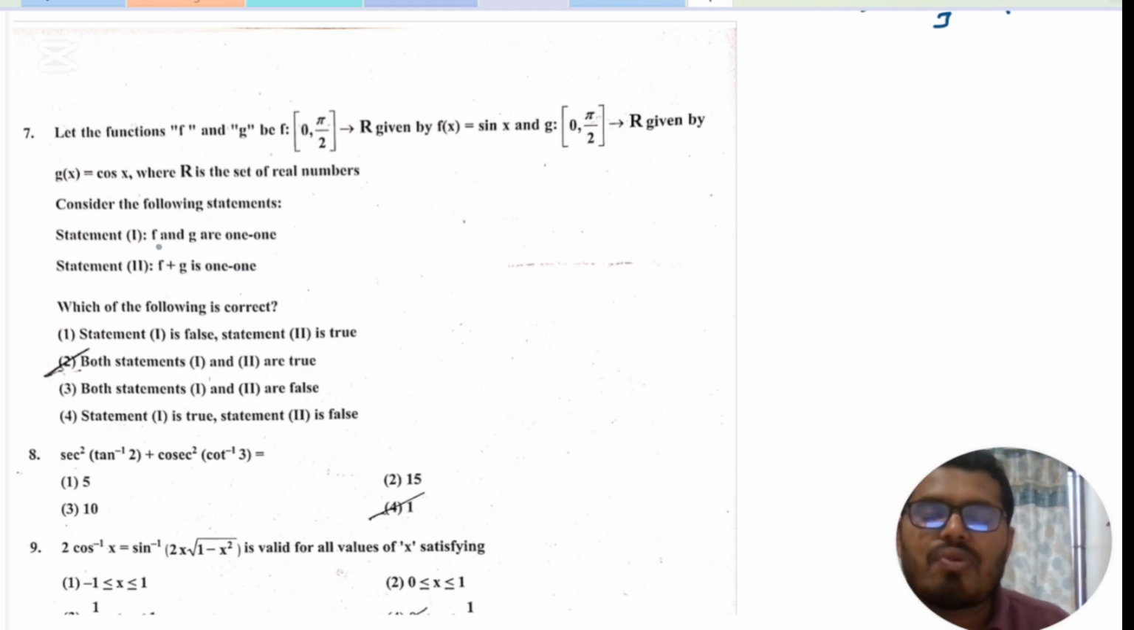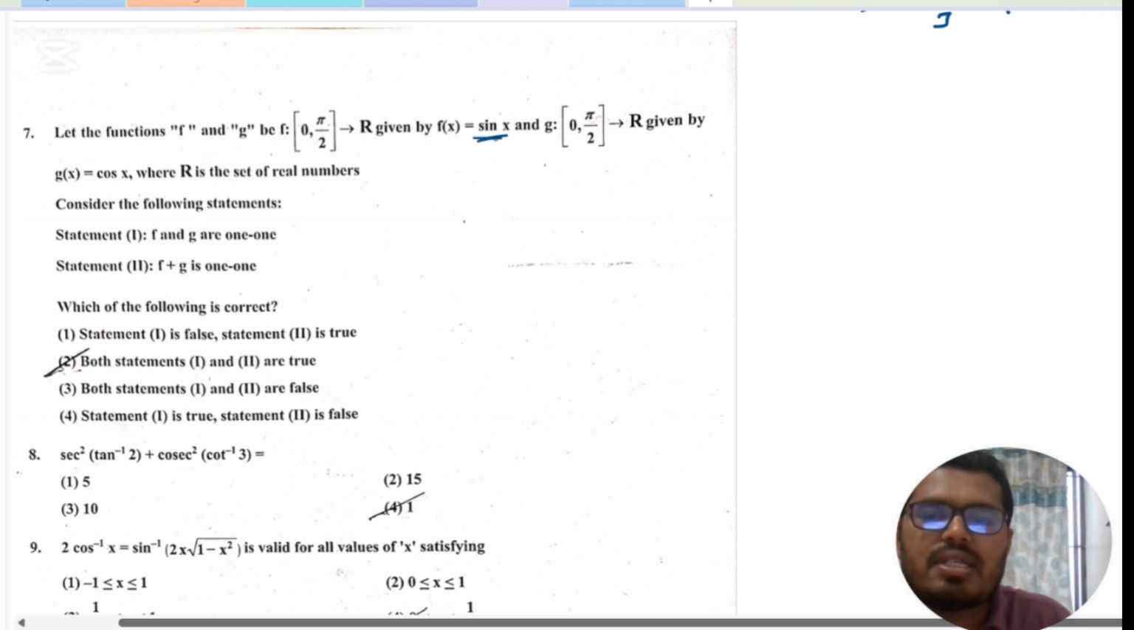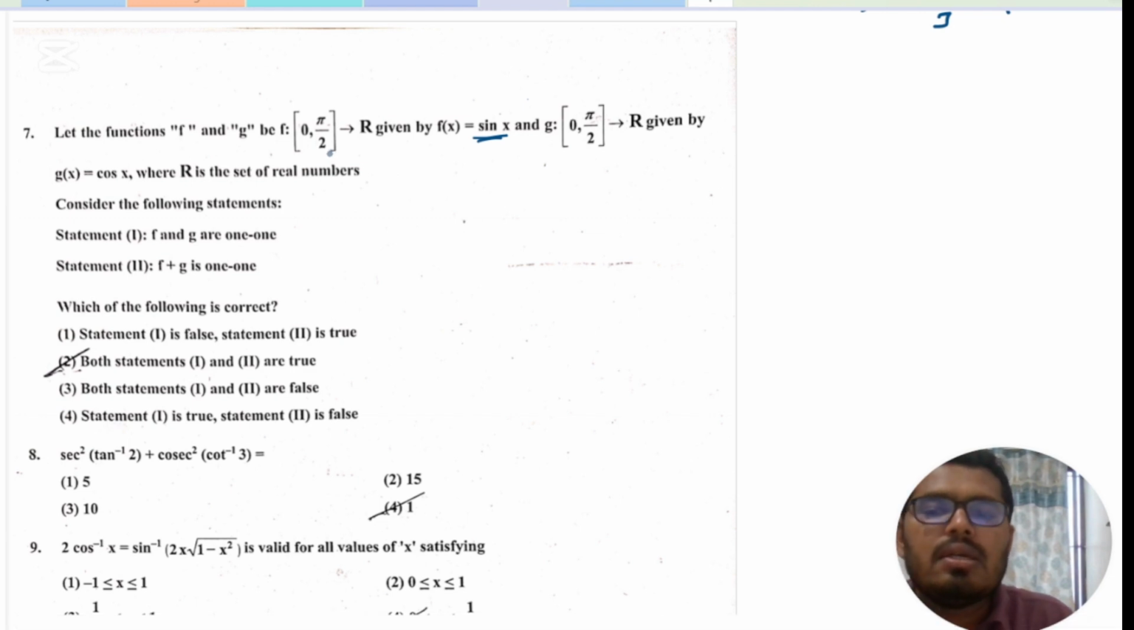Okay, first of all we consider f is a sin x function, a standard function. Therefore in 0 to pi by 2 it is a 1-1 function. Not only 1-1, it is a bijective function in between 0 to pi by 2. Not bijective, it is a 1-1 function, no problem.